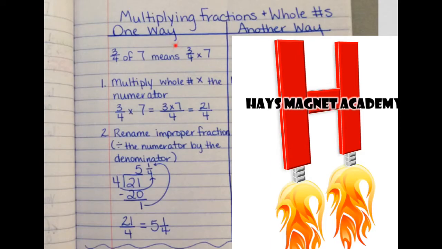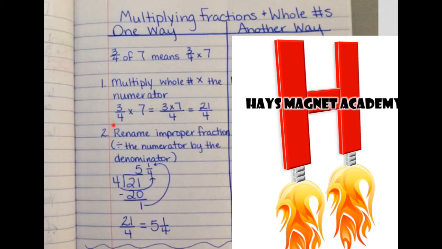All right, one way. If we have 3/4 of 7, if it's written that way in a word problem, 3/4 of 7 means 3/4 times 7. So step 1, multiply the whole number times the numerator. So if we have 3/4 times 7, we're going to write 3 times 7 in our numerator. Our denominator is going to stay alone on the bottom, and that will equal 3 times 7 equals 21, and that will be on top of 4.